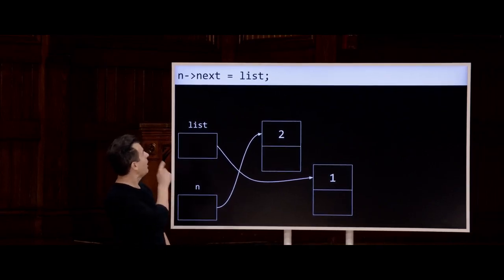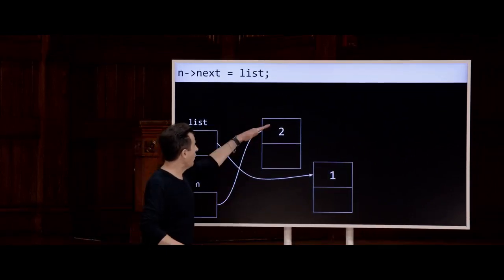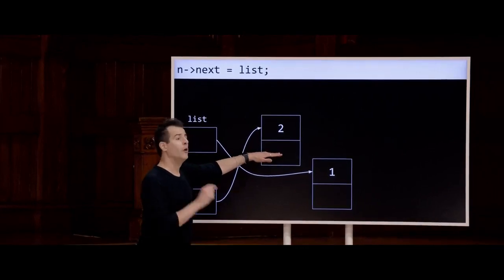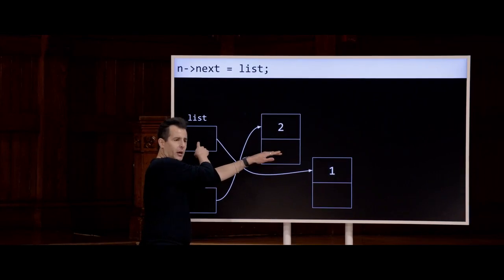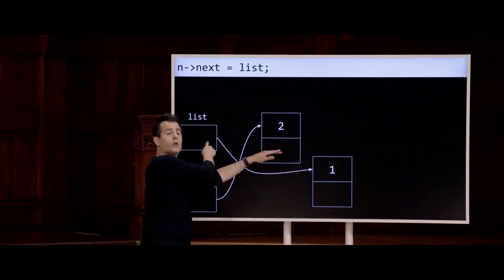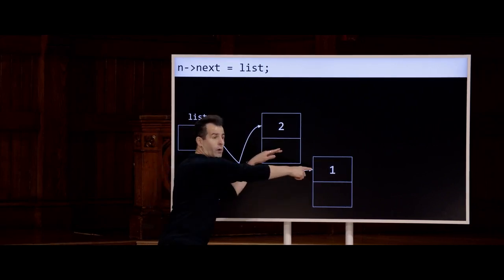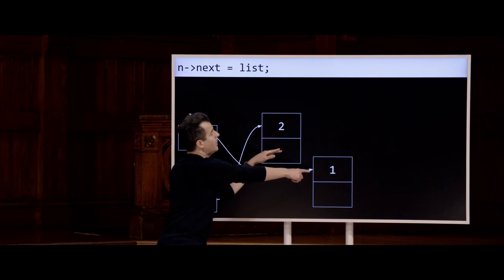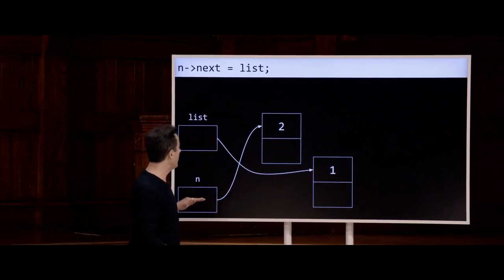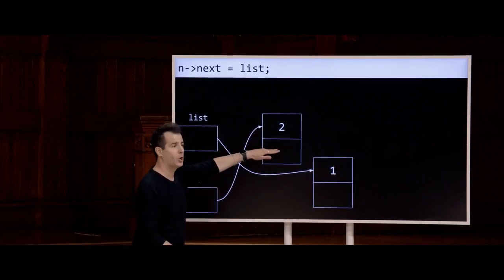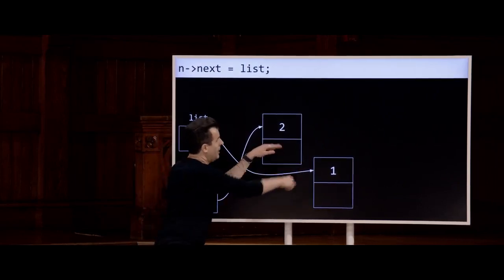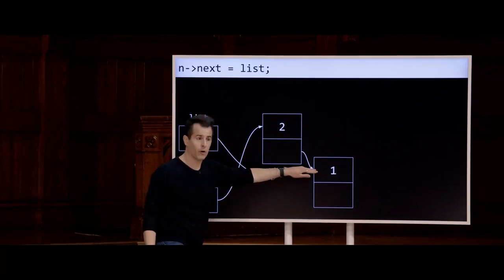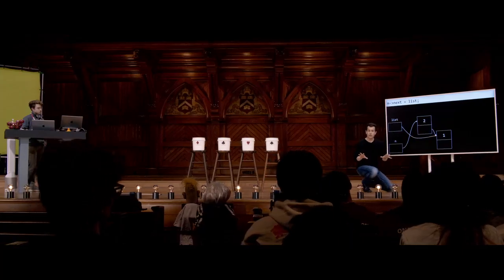OK, n arrow next. So n arrow next should equal the current list. And this is a little weird again, but recall what list is. List is this pointer here that just contains the address of the original address of the list. Or equivalently, it contains this arrow, whatever it's pointing at. So what this means in this line of code, n arrow next means start at n, follow the arrow, access the next pointer, and set it equal to whatever list equals. So if list is pointing here, then next should point there as well. This, I think, is safe, because now we have redundancy.